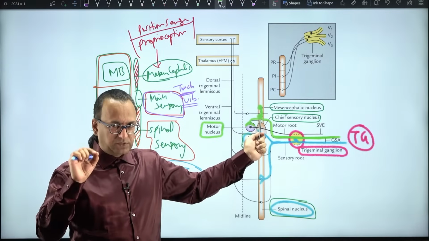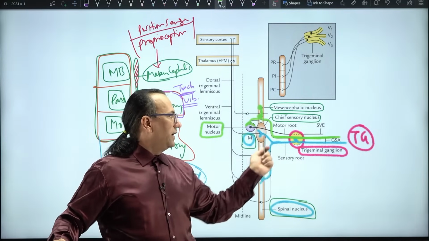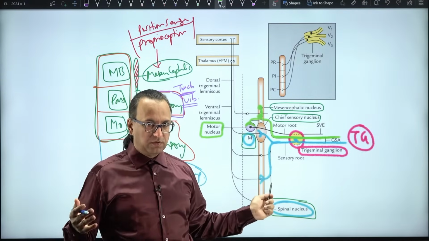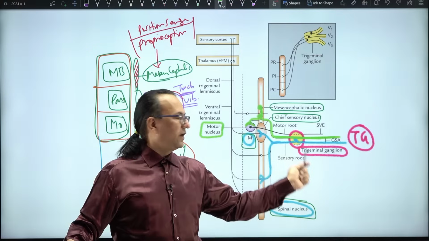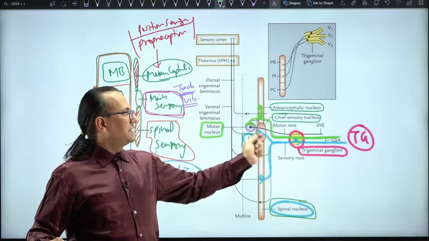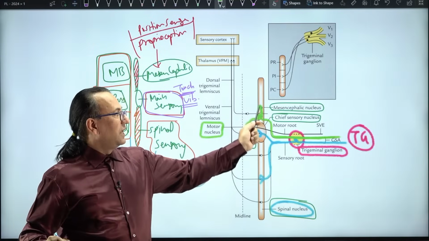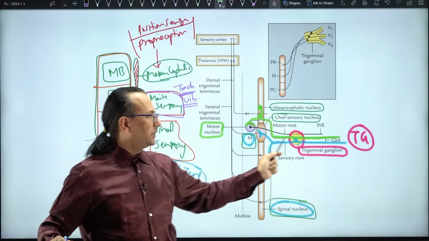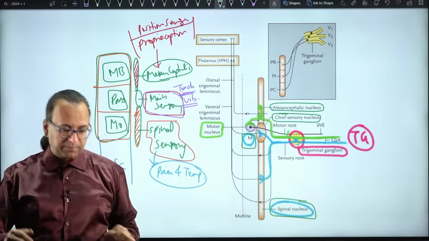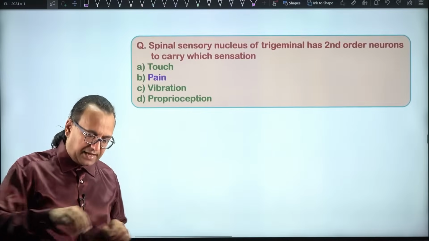The chief purpose of this discussion is that the other nuclei, the main sensory or the spinal sensory, will have second order neurons, because the first order neuron will be in the trigeminal ganglion. The mesencephalic sensory nucleus will have a first order neuron, because it sends its central process without any synapse in the trigeminal ganglion. So this information might help you, but this was a simple question as such.